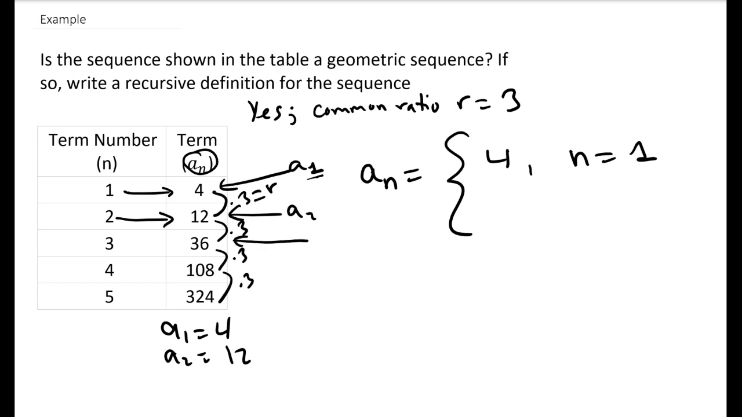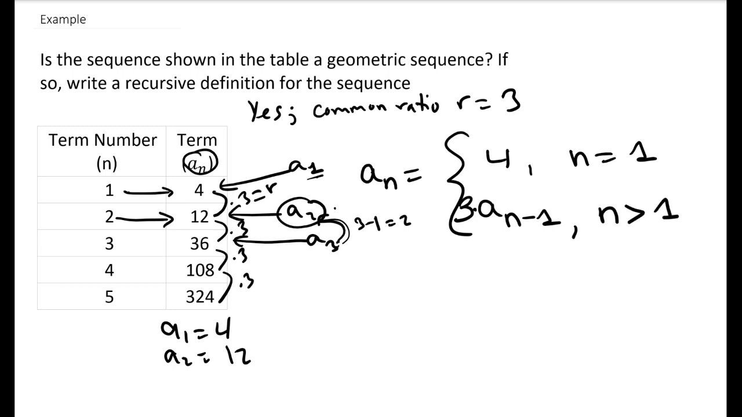And if this is A3, you have to take the previous term and multiply it by 3, right? So we're going to call this An, and in order to get An, you have to take the previous term multiplied by 3. The previous term is An minus 1, because 3 minus 1 is 2. So you're going to take A2 and multiply by 3. So we're going to do 3 times the previous term, and that gives us the next number. This is when n is greater than 1.